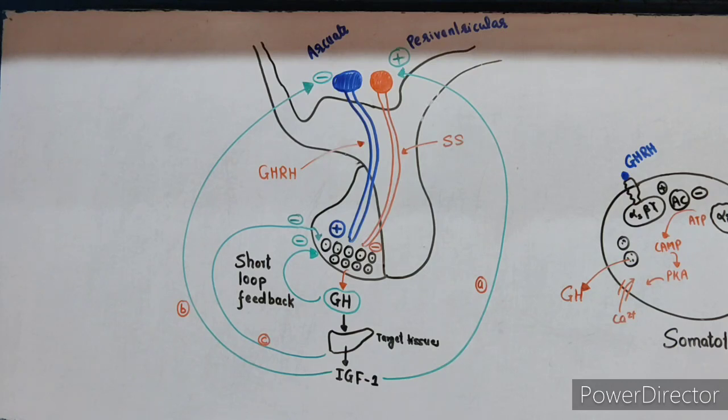Number A effect is that insulin-like growth factor 1 stimulates the periventricular nucleus to increase the amount of somatostatin, and it indirectly inhibits growth hormone. Next effect of insulin-like growth factor 1 is that it inhibits the arcuate nucleus of the hypothalamus, because of which growth hormone releasing hormone will be produced in less quantity, and ultimately growth hormone will be decreased. And the third effect is a direct effect of insulin-like growth factor 1, that is, it can directly inhibit somatotrophs to decrease the growth hormone secretion.